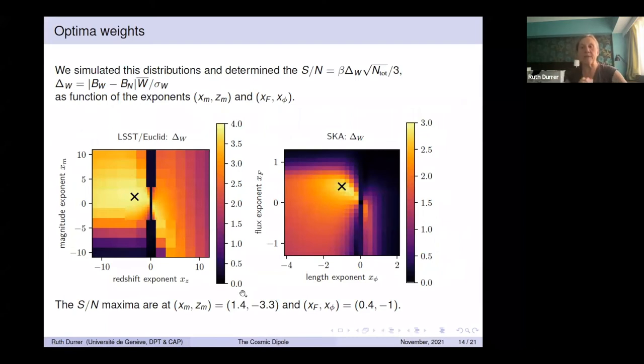That's what we find for the best weight. You see that for LSST and Euclid, the best weight wants a positive exponent for the magnitude and a negative exponent for the redshift. So the smaller the redshift, the higher the weight. The best fit is actually magnitude exponent 1.4 and redshift exponent minus 3.3. For the SKA, we find a flux exponent which is positive. The best value is 0.4. There is a near degeneracy line here, which would be interesting to understand. We only speculated about it, but didn't find a good understanding. And the size exponent is minus 1.